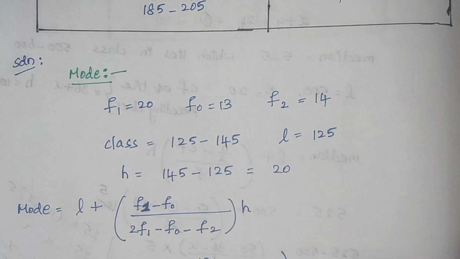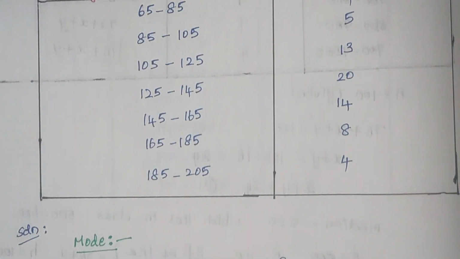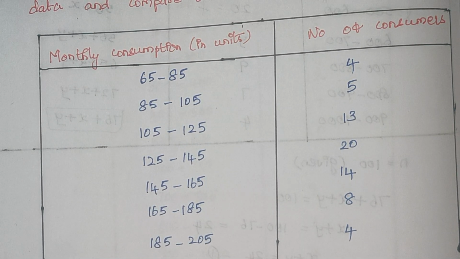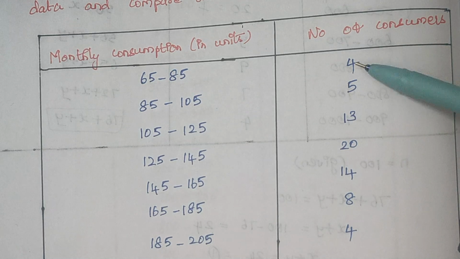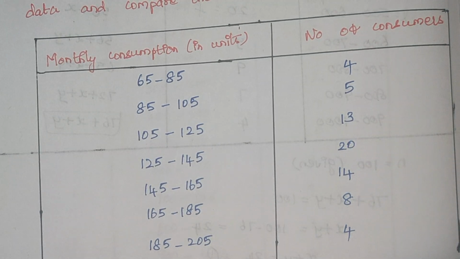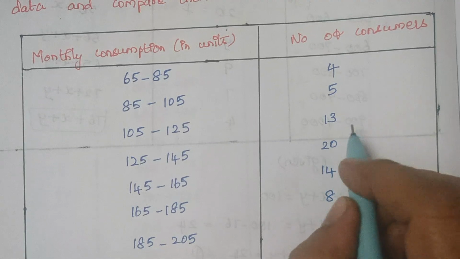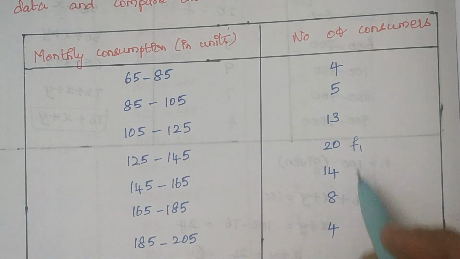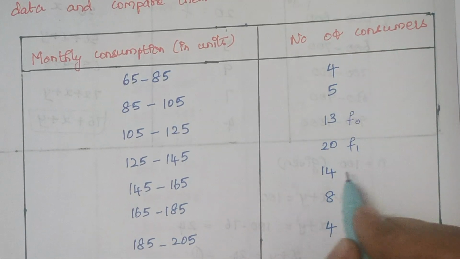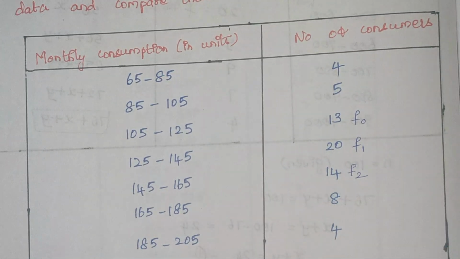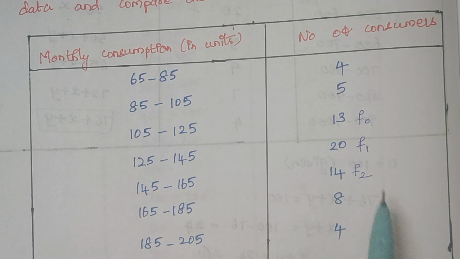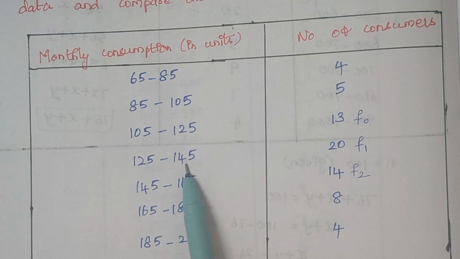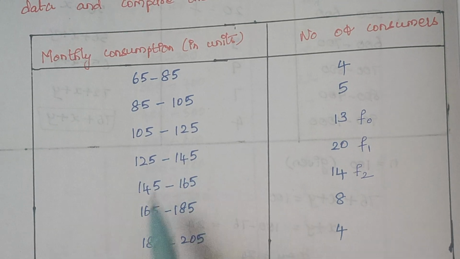So here the first thing, regarding mode, is to find the maximum frequency. What is the value of maximum frequency here? What is the highest number here? So 20 is the highest number. So this is the value of F1. Therefore, this is your value of F0 and this is your value of F2. Now, what is the corresponding class which gives F1? The respective class here is 125 to 145.